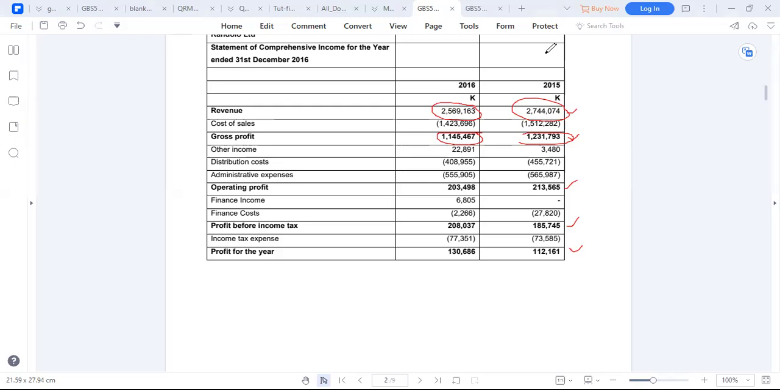Are we together? Yes, there was a question. Yes, I wanted to find out. In the cases where you see the turnover and revenue, are they interchangeable? Yes, it's the same thing. Okay. Thank you.